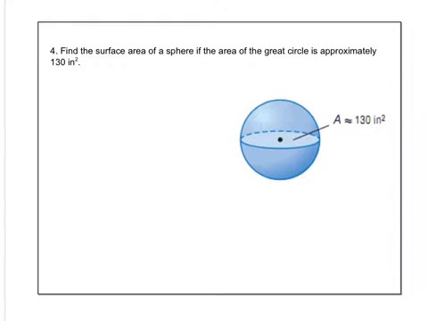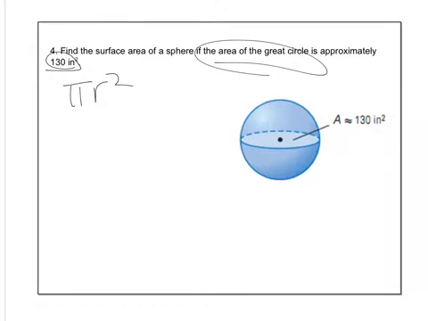Find the surface area of a sphere if the area of the great circle is approximately 130 square inches. Pi r squared is the area of a circle, and that's going to be 130. So that's what I'm going to work with. What I want to do is divide by pi.